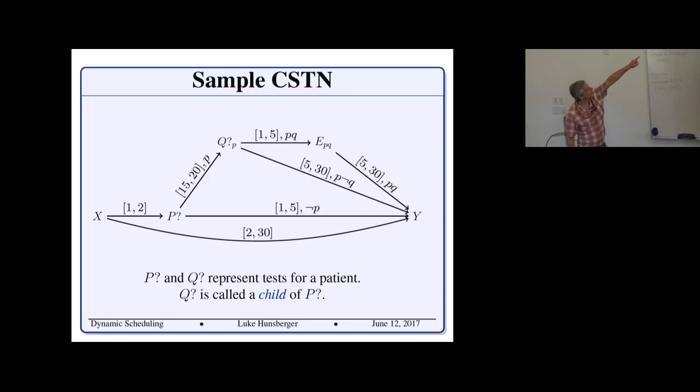Notice that the Q test is only done if P turns out to be true. So the label of the time point Q question mark is a P, saying that only do that test if P comes out to be true. If P comes out to be false, you don't do that test. So time points can be labeled, telling you in which scenarios they need to be executed, and constraints can be labeled, telling you in which scenarios they need to hold.